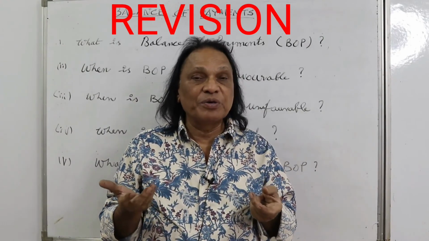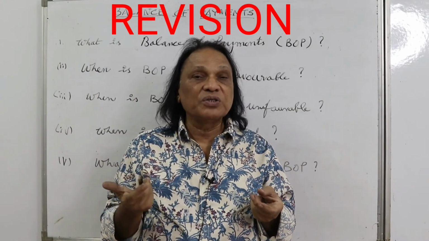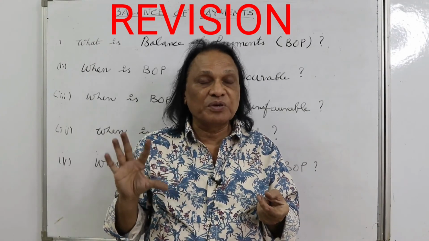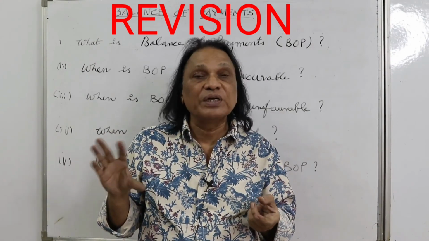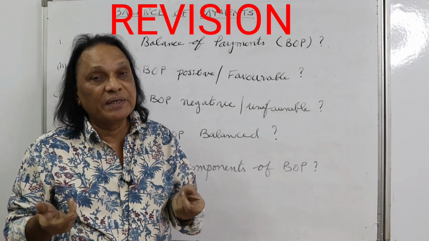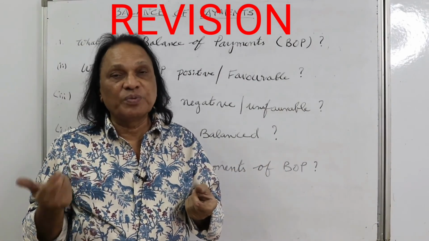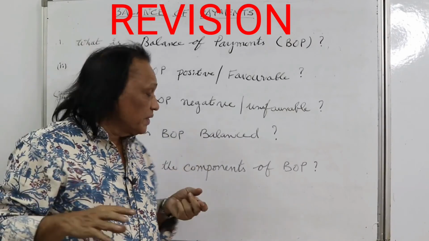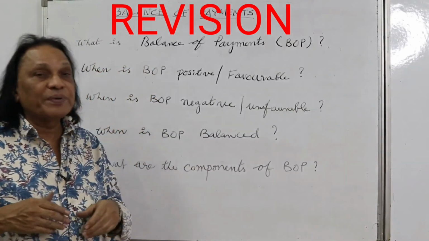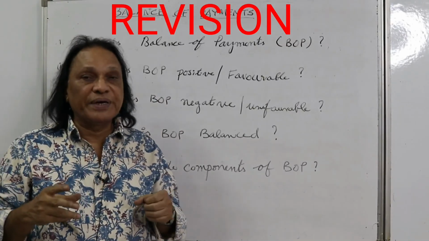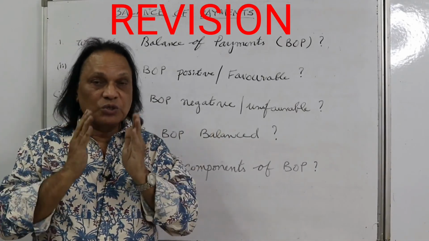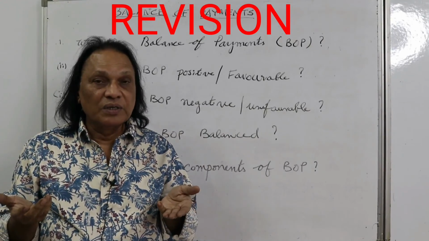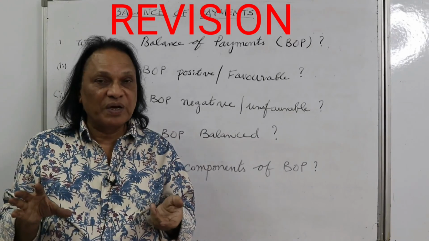When do you have a favorable BOP or positive BOP? When the exports of the country are more than imports of the country in terms of visible and invisible items. When do you have negative BOP? When imports of the country in terms of visible and invisible items are greater than exports. And the last one you have, what are the components of BOP? BOP has two components. One is the current account, the next one is capital account. Current account and capital account.